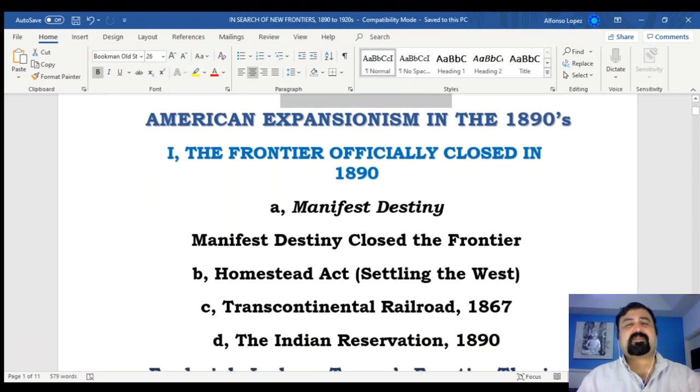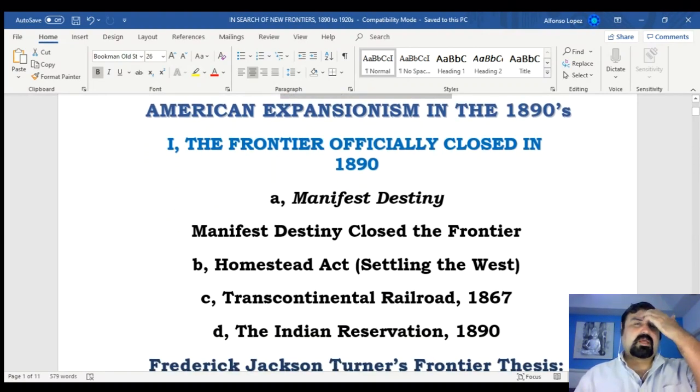To begin with, as I mentioned, there will be a trend in the latter part of the 19th century. Roughly speaking, we're talking about the last two decades, but most intensely in the 1890s. One of the general feelings that Americans had during this time was one of moving outward. That is to say, expanding. It's called expansionism in the 1890s.